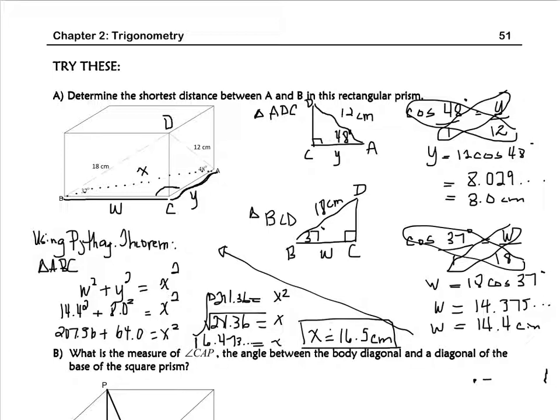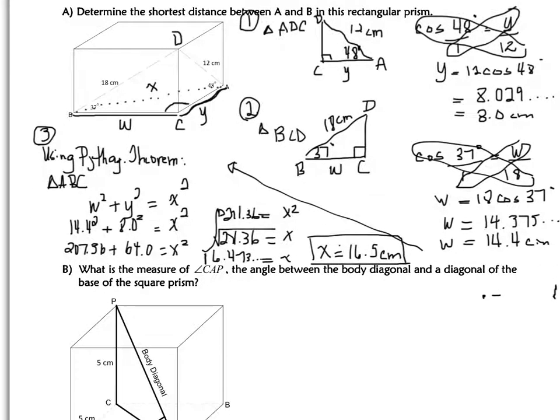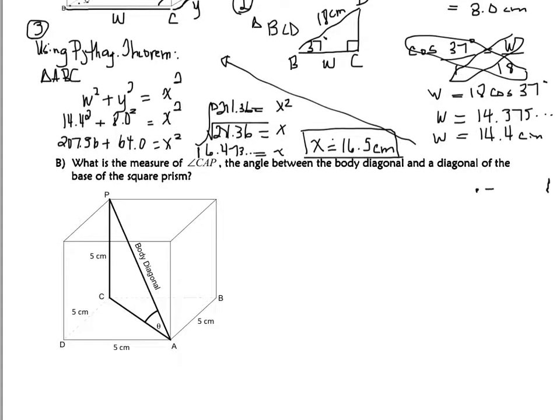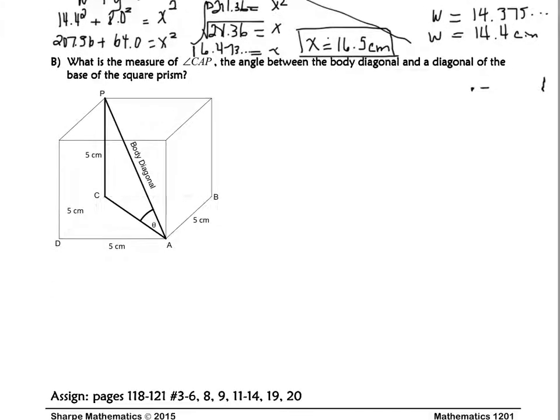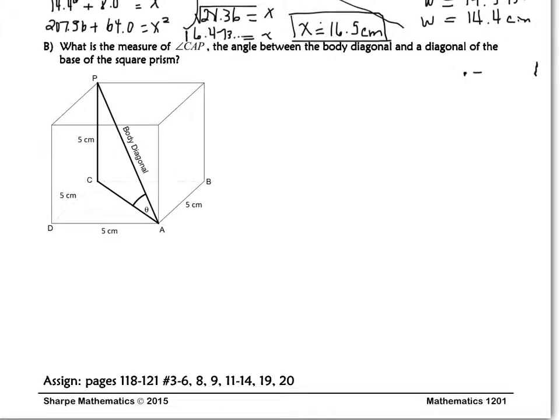So I'm just going to organize this a little bit because this was my first step, this was my second step, and then this was what I did last. Okay, so the next example asks you for the measure of angle CAP, which is the angle between the body diagonal and the diagonal of the base of the square prism.